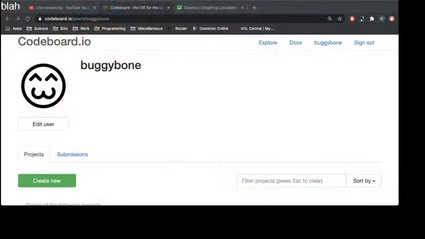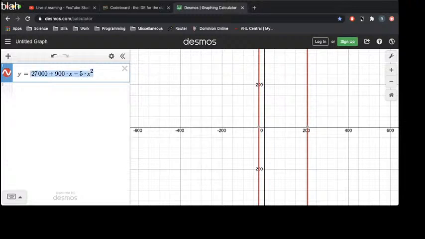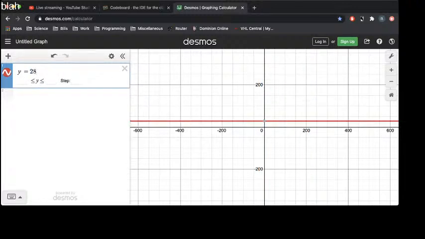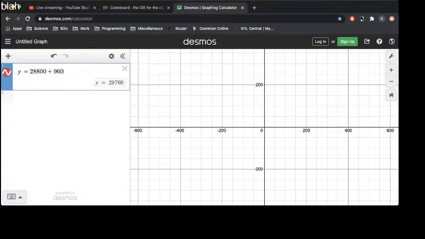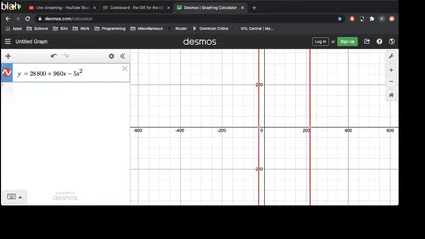So I could go ahead and switch over to Desmos. I'm going to type that in. So I have 28,800 plus 960x. I'm putting it as x because that's what Desmos understands, minus 5x squared. And we can see this is a parabola. It's a parabola that is so steep that we can't even see the top of it. So we can see it goes up over here and it comes down over here at 218 seconds.